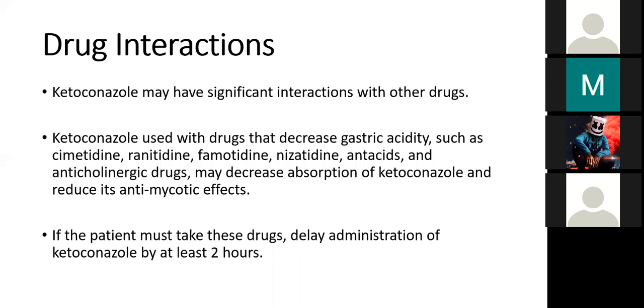Drug interactions. So if you have medications that decrease the gastric acidity, they would lead to decreased absorption of ketoconazole. So these are the anti-ulcer medications, antacids, cimetidine, ranitidine. All these medications would decrease the absorption of ketoconazole because they decrease gastric acid. So what you do is, when you take these medications, delay the administration of ketoconazole by at least 2 hours, by which time there'll be gastric emptying.